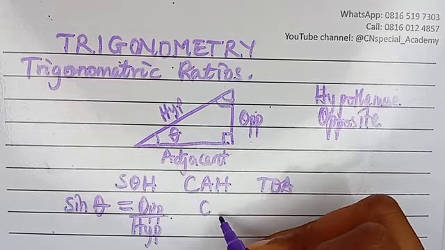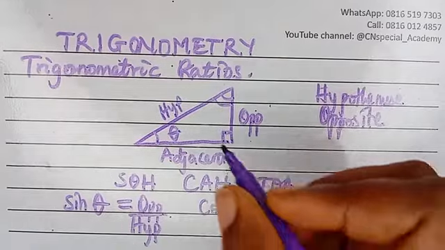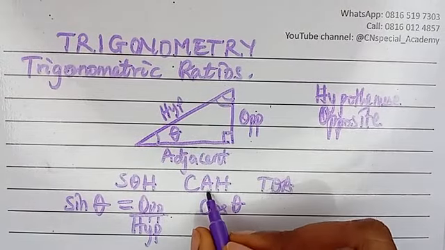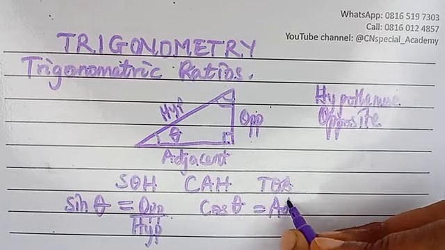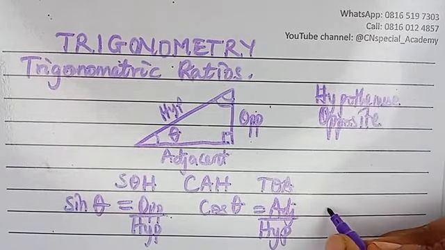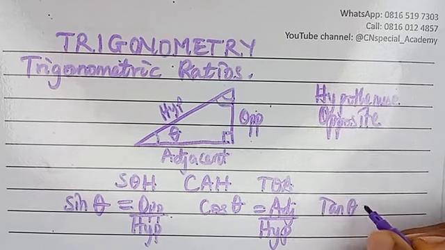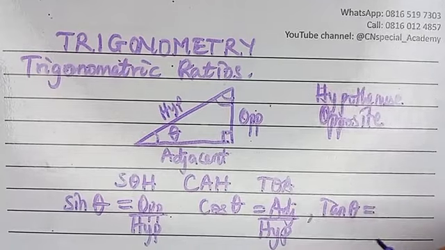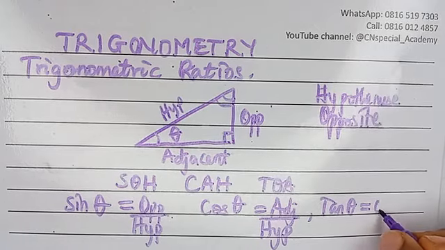So for cos, the cosine of the angle theta for this triangle is equal to adjacent over hypotenuse. And then tan of an angle theta is equal to opposite over adjacent.